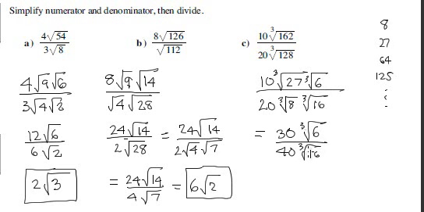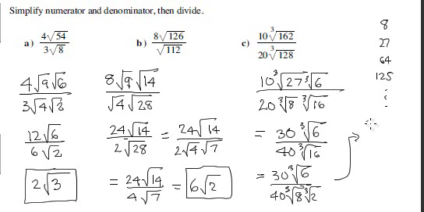You know what? We're still not done. We could take another 8 out of here. 30 cube root 6 divided by 40 cube root 8 cube root 2 makes, running out of space, but I think I can make it, 30 cube root 6 over 40 times 2 is 80, and then we get cube root 2.